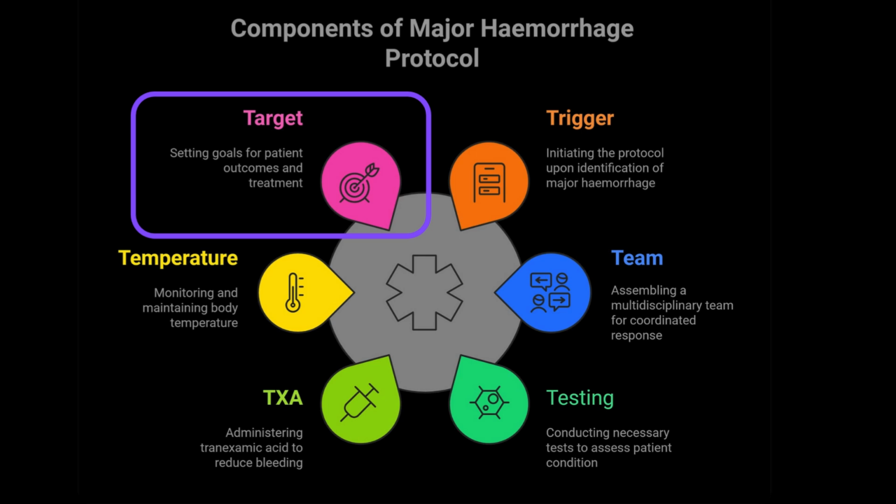or below 1.5. The other treatment targets are to maintain temperature above 36 degrees centigrade, maintain pH above 7.2 and lactate level less than 2, and ionized calcium level more than 1 millimole per liter, and potassium levels less than 5.5 millimole per liter. We have covered the essential steps and precise treatment targets in major hemorrhage management. It is a protocol that demands accuracy and swift action, but most importantly, it saves lives.